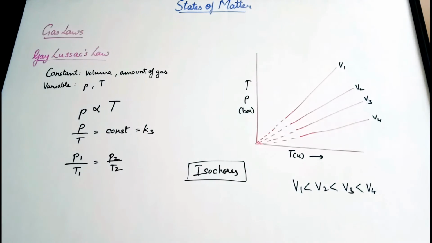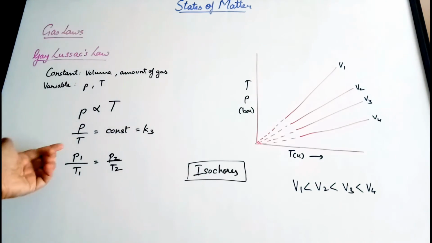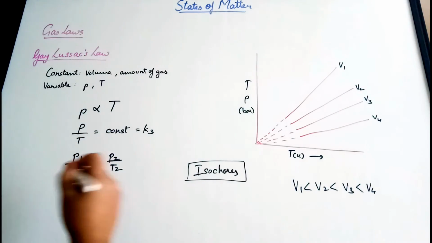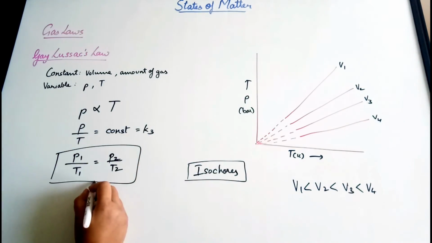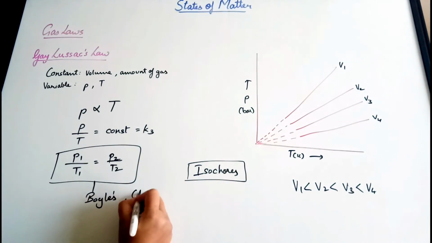In Gay-Lussac's law, you have a constant volume and a fixed amount of gas. The variables are pressure and temperature. According to Gay-Lussac's law, pressure is directly proportional to temperature, and this is obviously at these constant values. So this is equal to a constant. This particular relationship was obtained from Boyle's law as well as Charles' law.